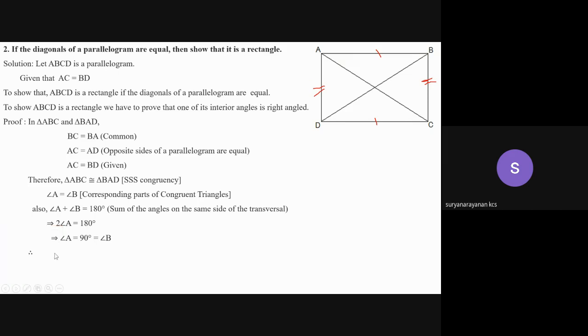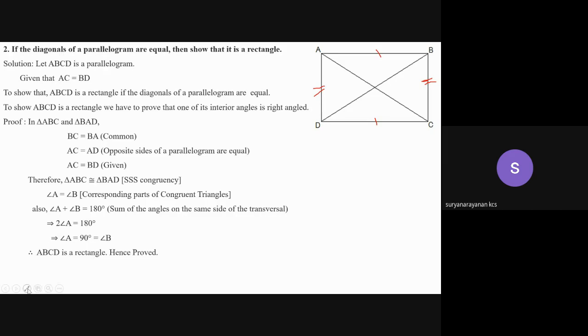So what do you say here? Therefore, ABCD is a rectangle, because we have shown that one angle of a parallelogram is 90 degrees. It is enough to show that one angle of a parallelogram is 90 degrees, and automatically it becomes a rectangle. Hence proved. Okay, my children, understood this one? Shall we go to the next question?